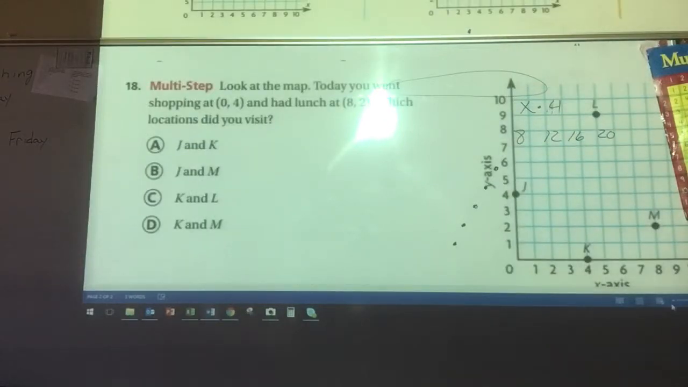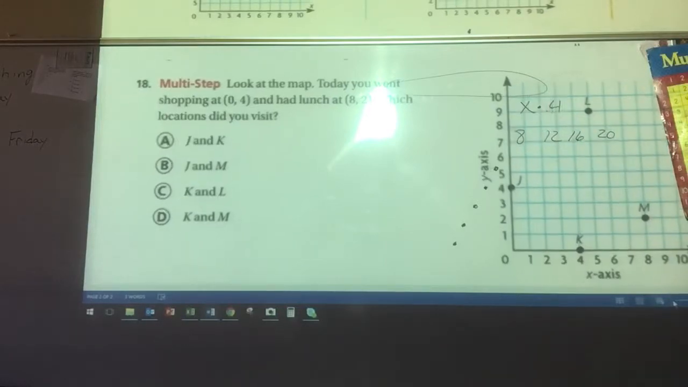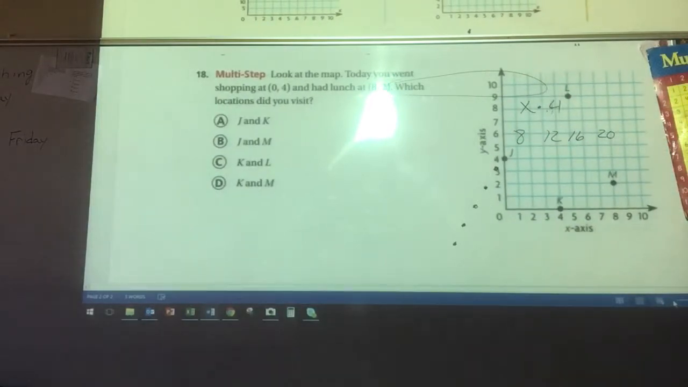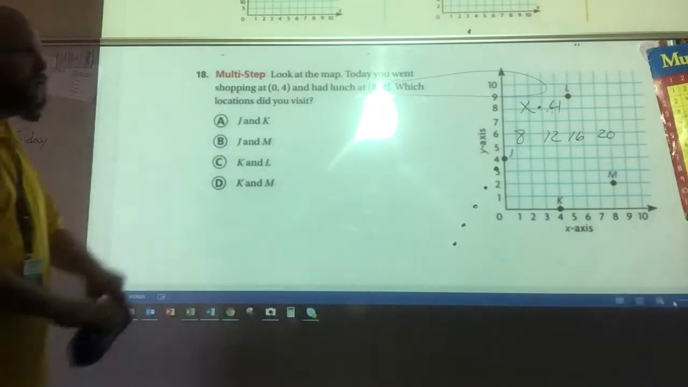Is this the page? What page is this in our math book? I don't know, that's a good question. It's Chapter 14. Well, I don't know, you can look for it later. Look at your math book later if you want to see which questions are going to be on the quiz.